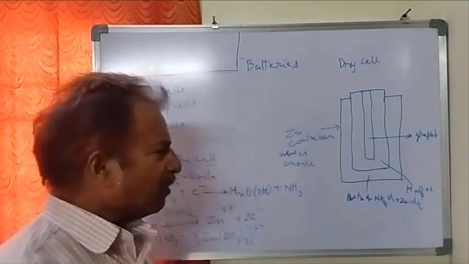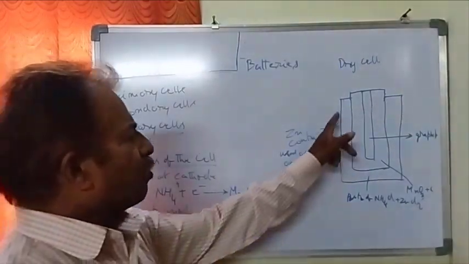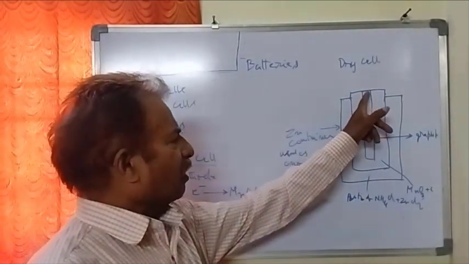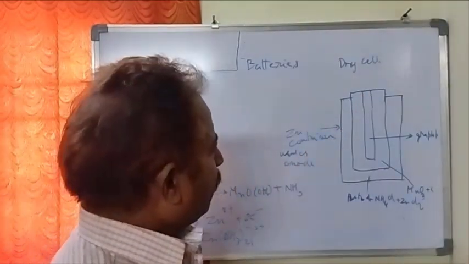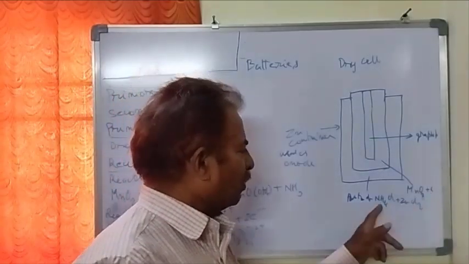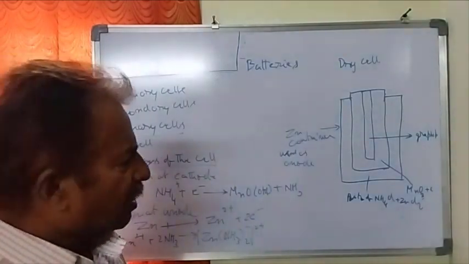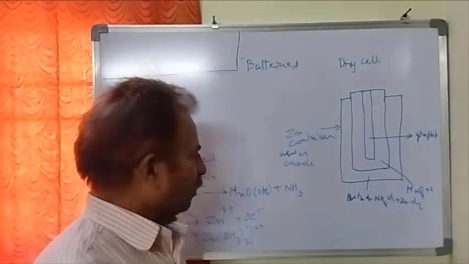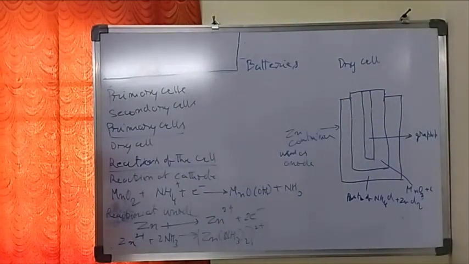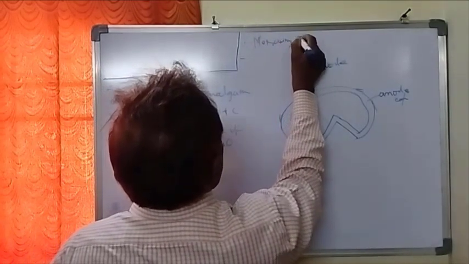Dry cell is nothing but a primary cell. A primary cell is used only once, that is, when the chemicals are exhausted, the cell is thrown away. So it contains a zinc container which acts as anode, and a graphite rod which acts as cathode. In between, the graphite rod is covered with a mixture of manganese oxide and carbon, and between this and the zinc container there is a paste of ammonium chloride and zinc chloride. Now these are the reactions taking place at cathode and anode.